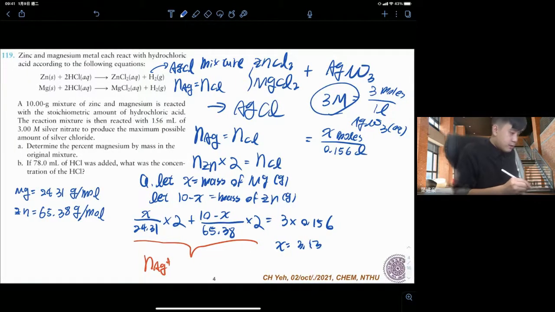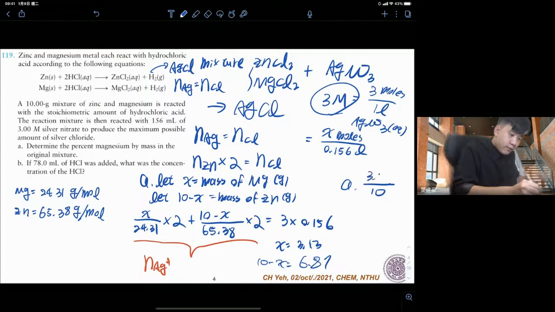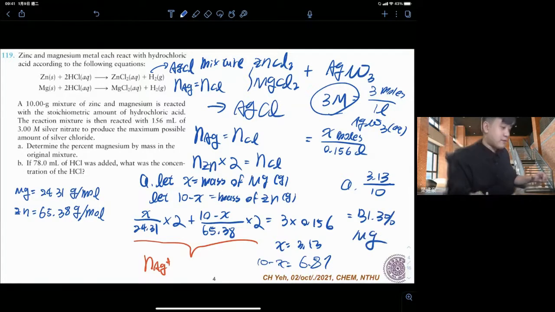and the zinc will be 6.87. All right. Okay. I think this is easy enough. So the part A quotient will be 3.13 out of 10, so it's 31.3% of magnesium. All right. That's all. Okay. In the part B question, let's see.